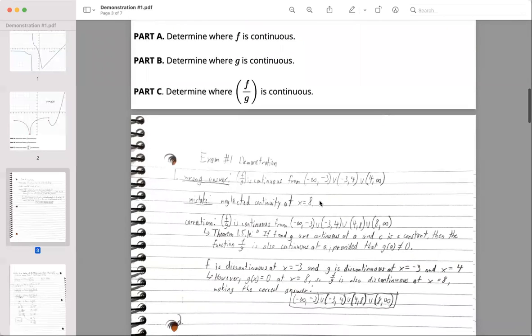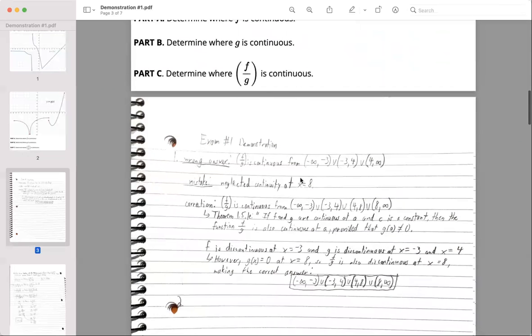So my mistake, however, was not including it at x equals 8. Now, the reason for this is because of theorem 1.5.1e, which states if f and g are continuous at a and c is a constant, then the function f over g is also continuous at a, provided that g of a does not equal 0, because as you can see right here, g is in the denominator, and that would make that undefined. So g of a could not equal 0.